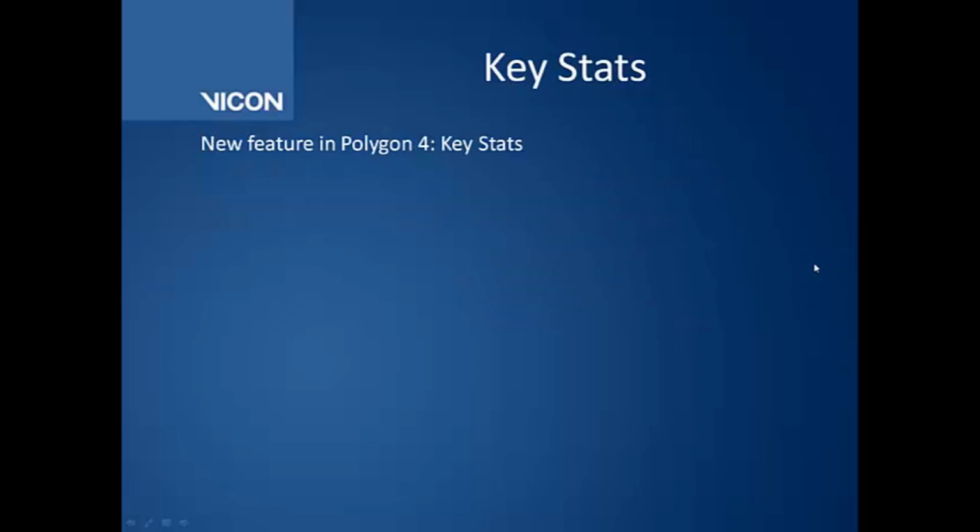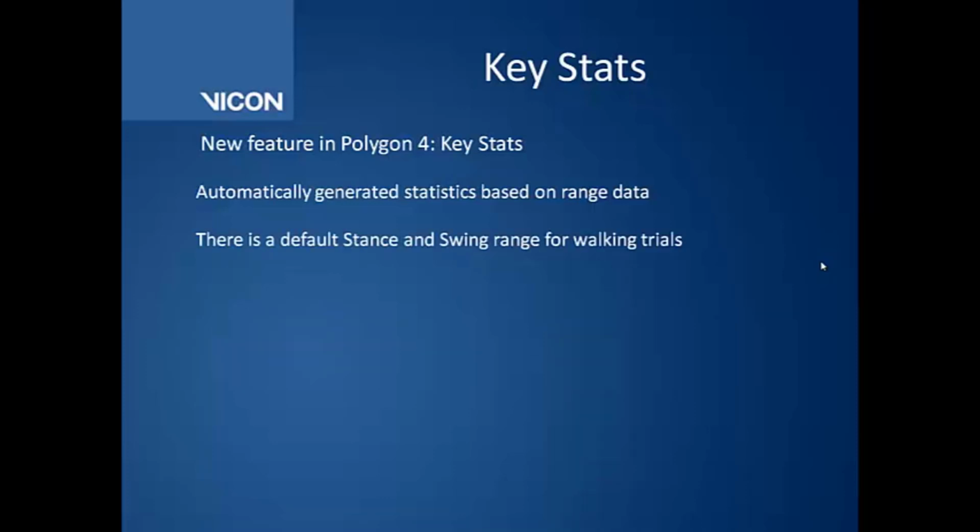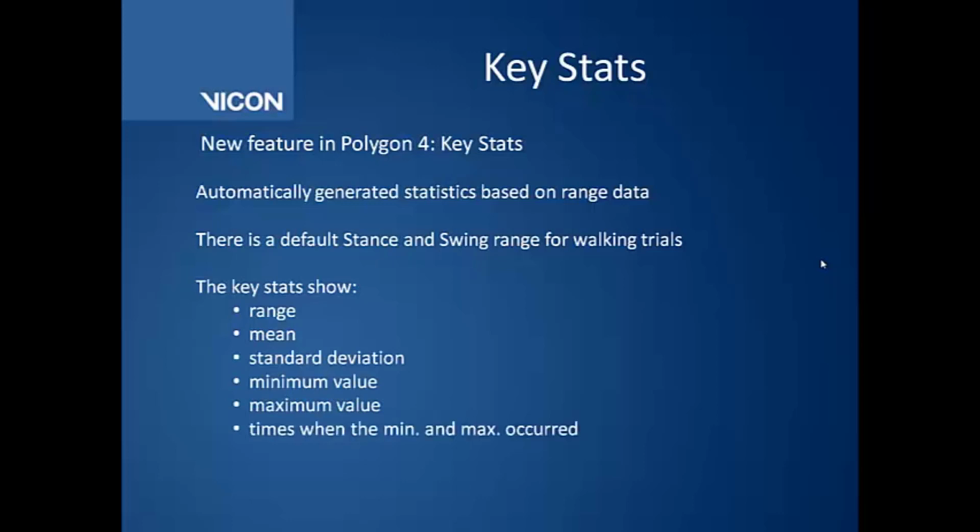There is a new feature in Polygon 4 called the key stats or key statistics. These are going to be automatically generated based on your range data from the graphs that you have visualized. They are set to a default stance and swing range for walking trials and gait. And what they show is range, mean, standard deviation, minimum value, maximum value, and the time when the minimum and maximum occurred.